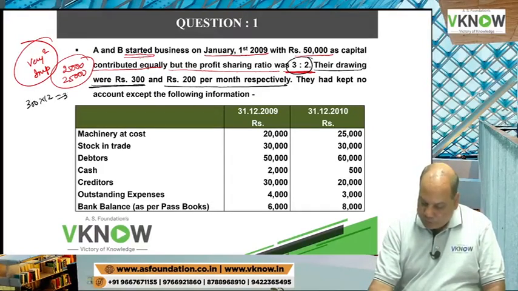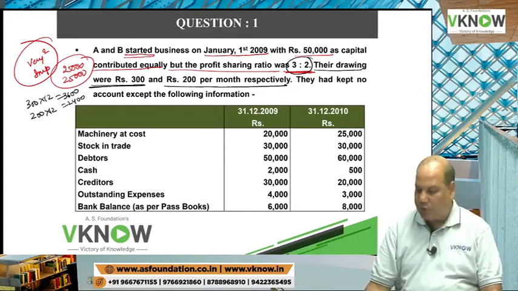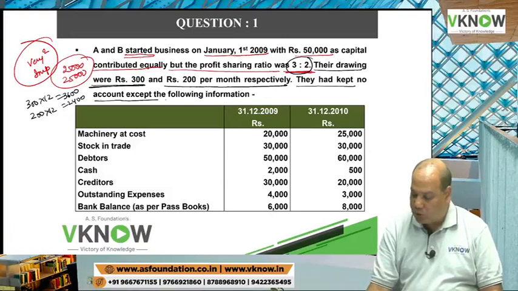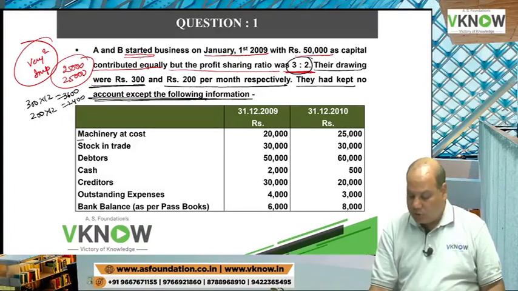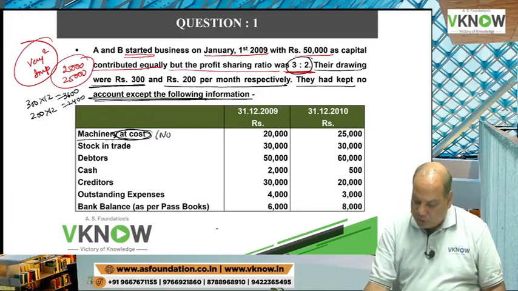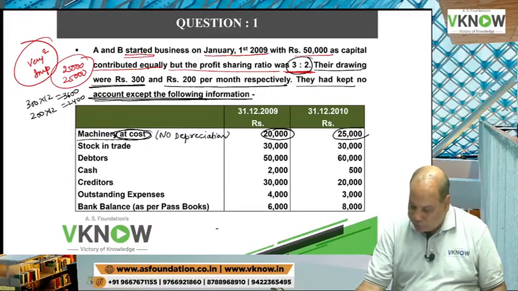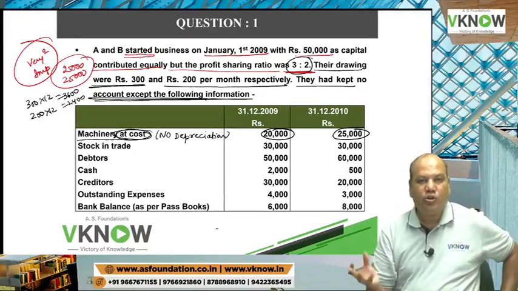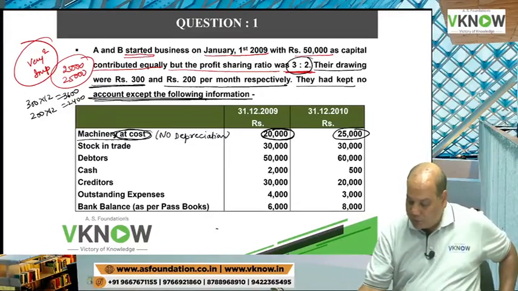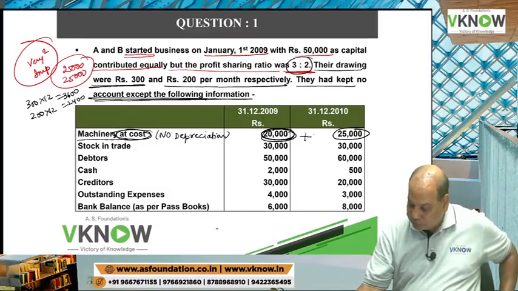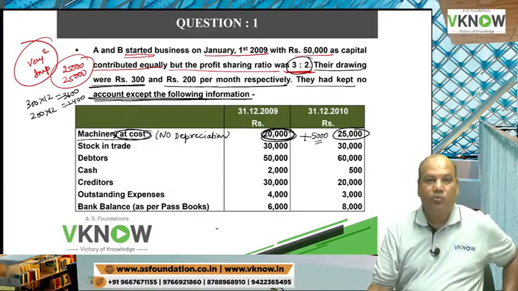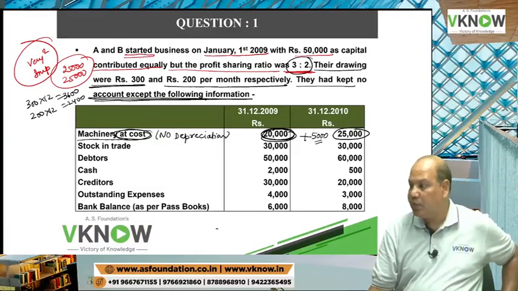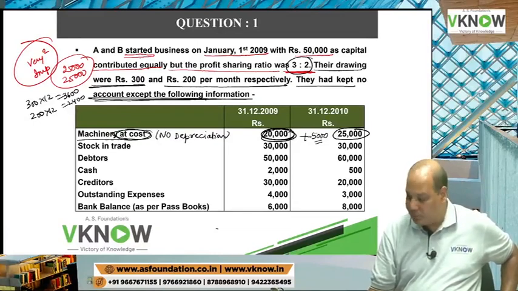So drawing was 3,600 and drawing was 2,400 rupees per annum. This is per annum now. Now they are saying they had kept no account except the following. They don't maintain proper accounts, but this is the information given to you. Machinery, underline at cost. At cost means these figures are before charging depreciation, because they have not done accounting. So you will understand, first year they purchased a machine of 20,000, next year they purchased a machine of 5,000. So it has become 25,000.